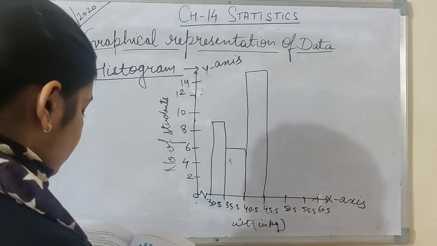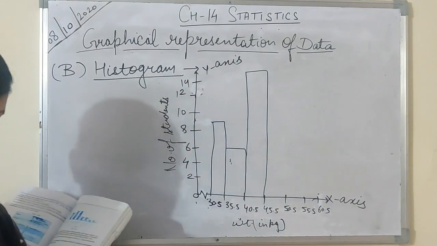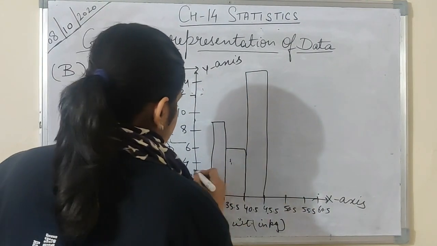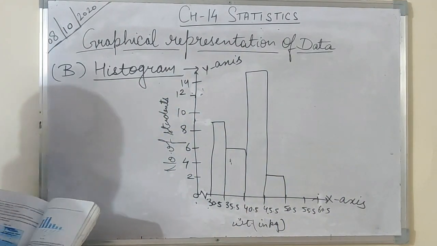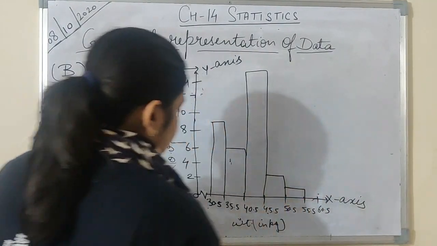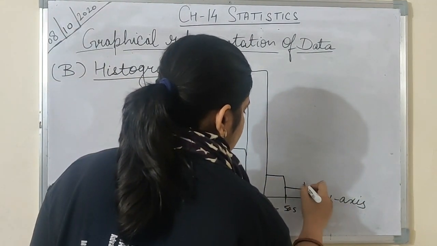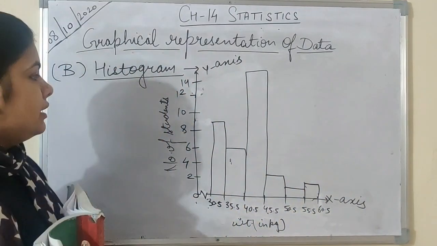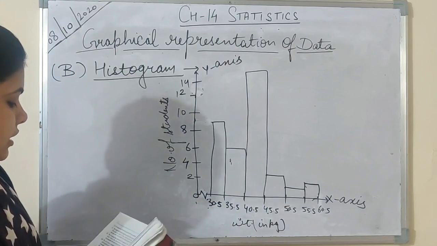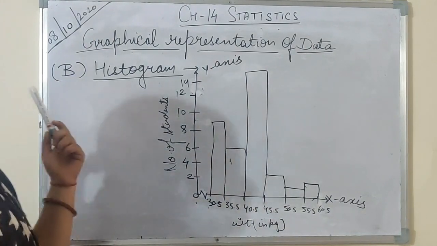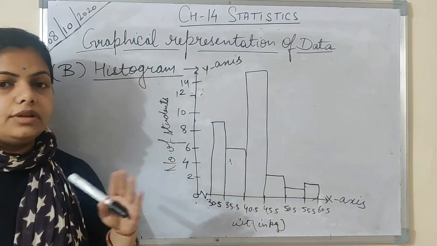Okay, after this, for 45.5 to 50.5, the answer is 3, meaning the number of students is 3. Then for 50.5 to 55.5, the number of students is 1. Then for 55.5 to 60.5, the number of students is 2. I think till here there is no doubt.